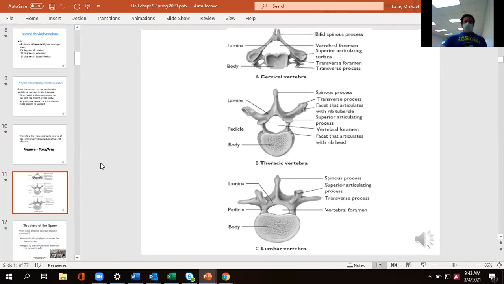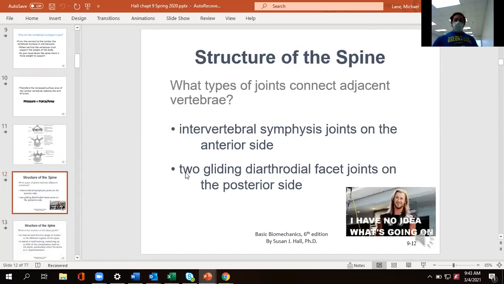Now, what we have here, guys, is a basic picture of what your average cervical vertebrae looks like compared to your average thoracic vertebrae, as opposed to your average lumbar vertebrae. So you see how we increase the size of that body. And then we're also going to be changing the angle of those facets where it's going to be able to articulate. So their intervertebral symphysis joints are going to be on the front side, because remember, that's where we have the bodies touching. And then we have those gliding diarthrodial facet joints on the posterior.